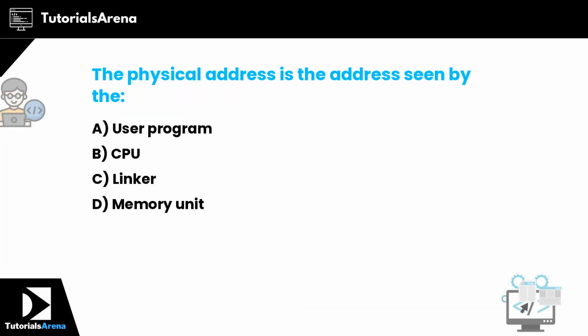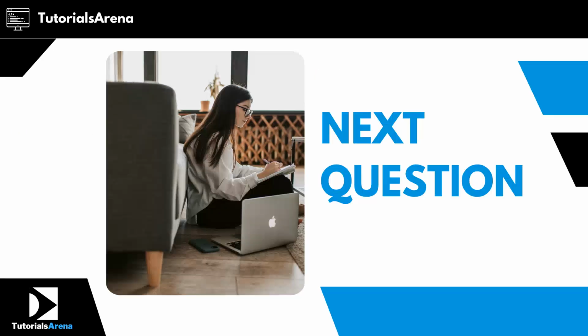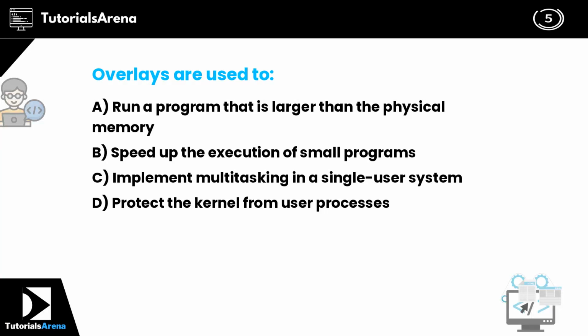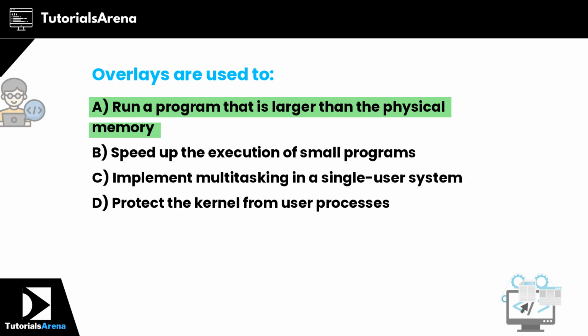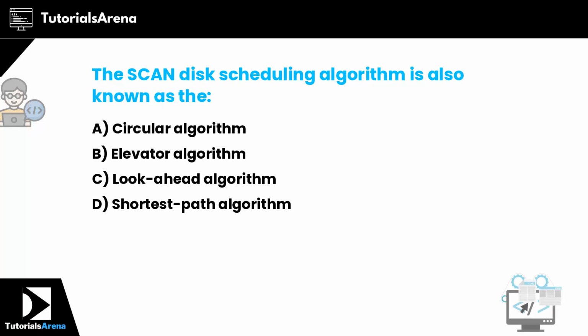The physical address is the address seen by the the correct answer is option D, memory unit. Overlays are used to the correct answer is option A, run a program that is larger than the physical memory. The scan disk scheduling algorithm is also known as the the correct answer is option B, elevator algorithm.